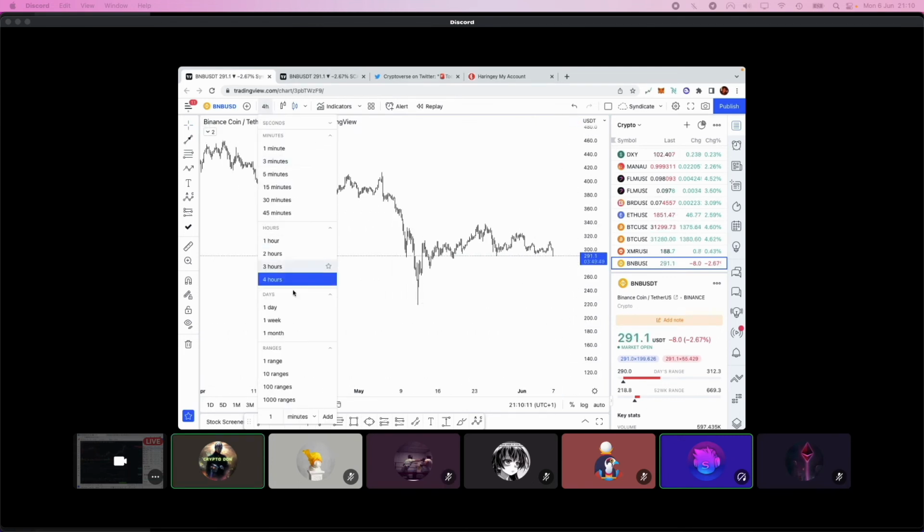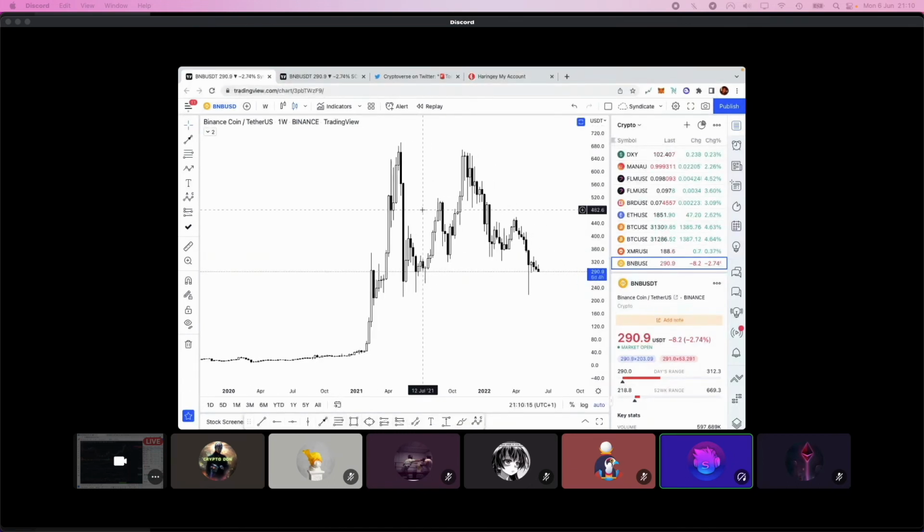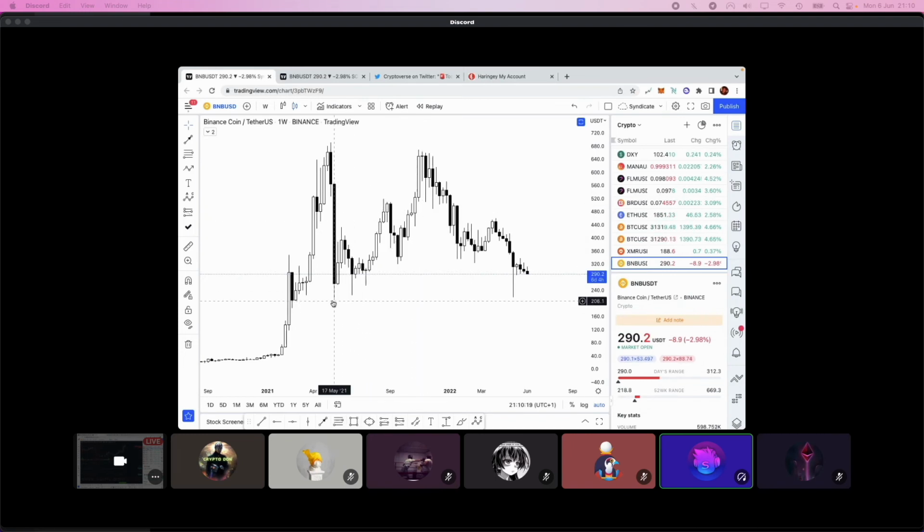Let's go to the weekly time frame. Binance. So remember on the BTC chart when we did this sort of level that we were looking at here, remember with BTC, it actually swept the lows. It came and swept these lows, isn't it?